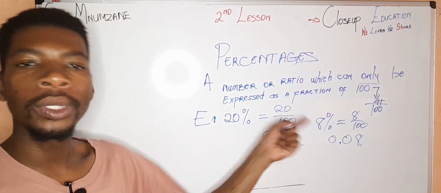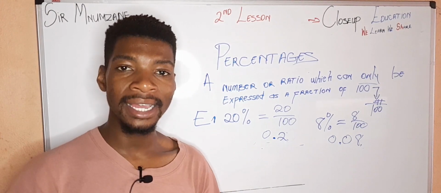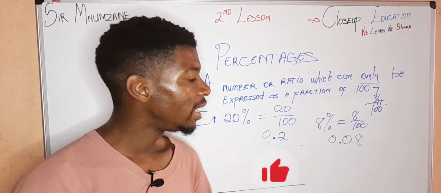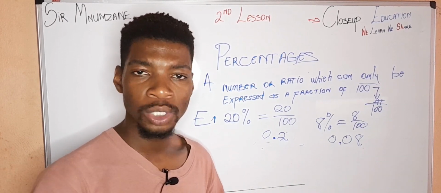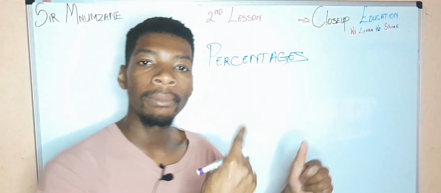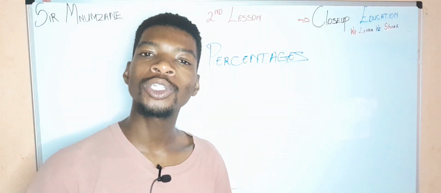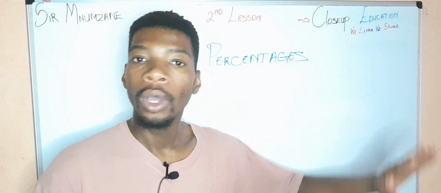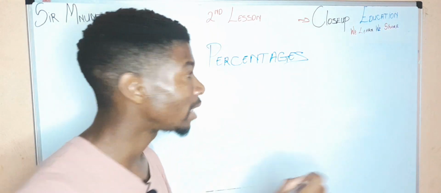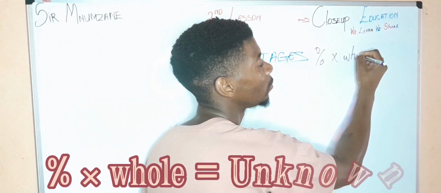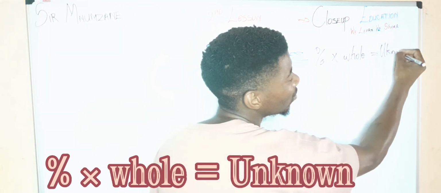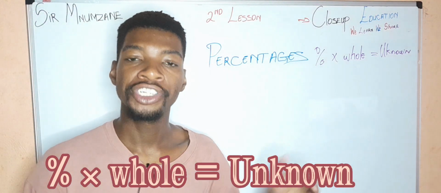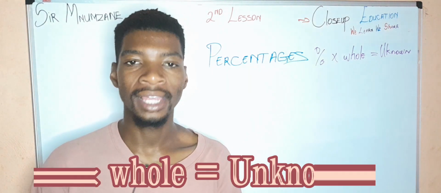Now we understand the difference between the percentage in a common fraction form and a percentage in a decimal form, right? Let's continue. How do we understand our calculations with percentage? A percentage has a formula which you might use to calculate its value or whatever answer they ask for. So the formula looks like this: percentage times whole equals the unknown, which is our value or our answer.